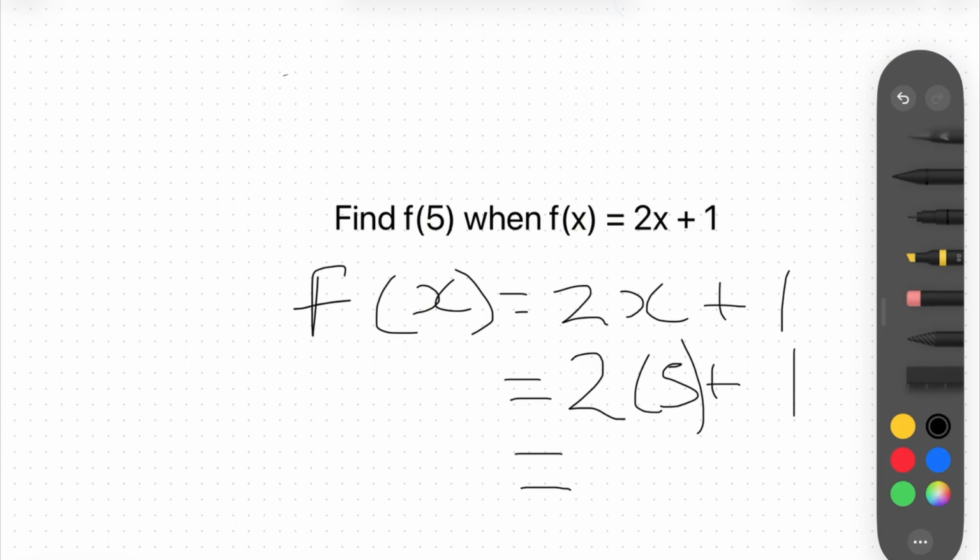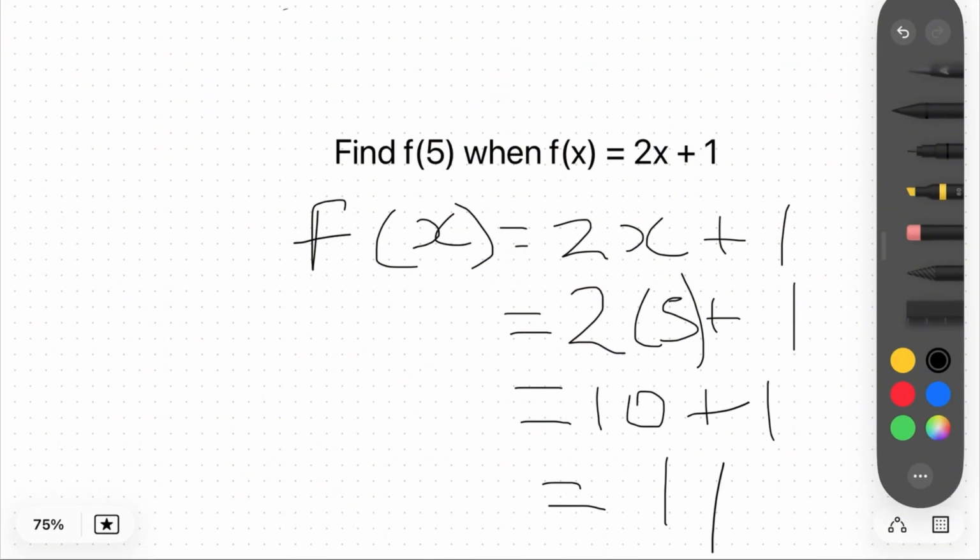All we have to do is take out our calculators and start to calculate. 2 times 5 is 10 plus 1. And so the answer would be 11. Simple as that. And this is the easiest functions can be.